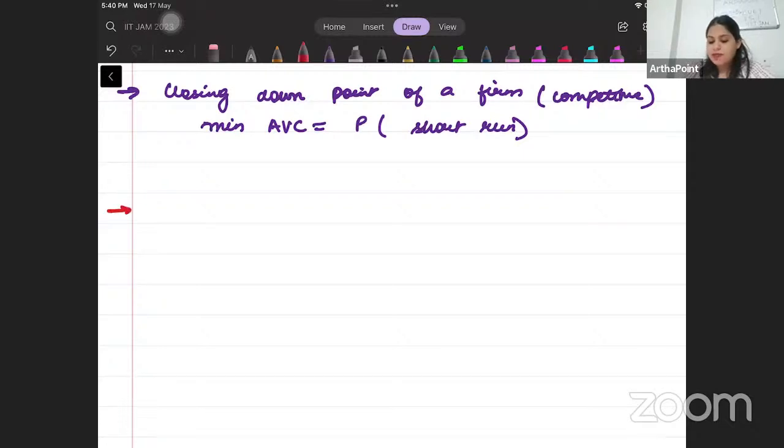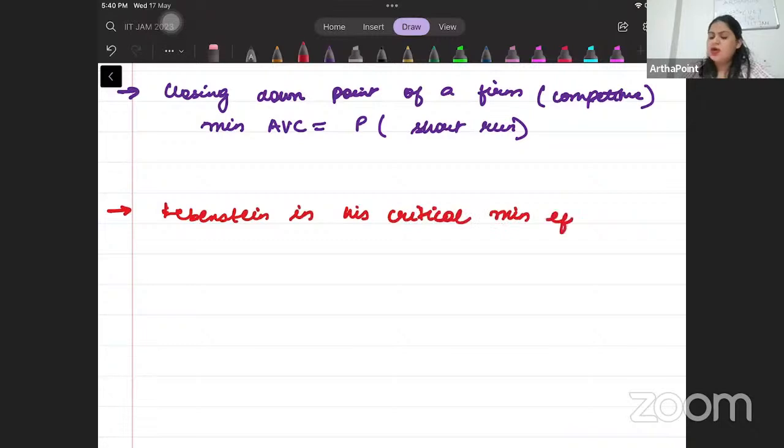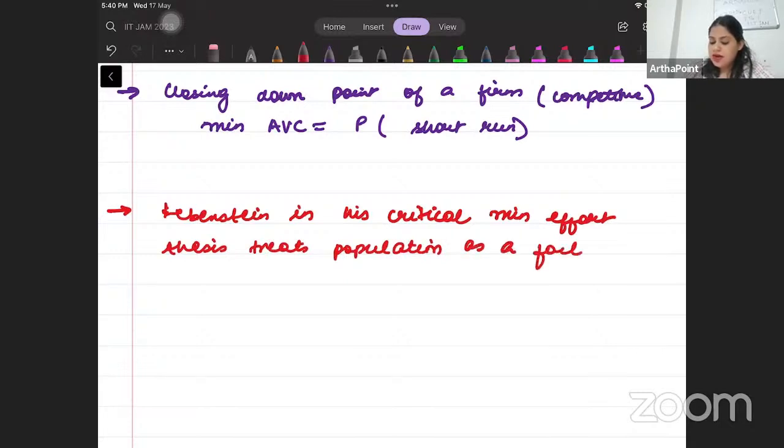Third point. Livingston, ये सब past years के जितने पेपर हैं सबको include करके I have made out these points. So in his critical minimum effort thesis, he treats population as a factor that is income depressing.